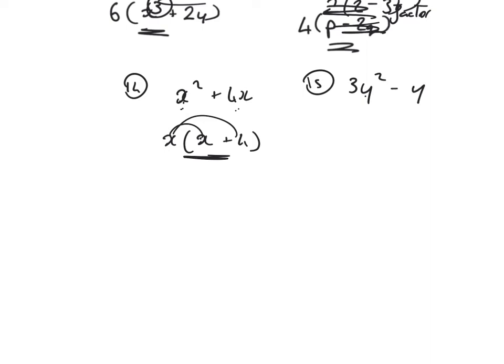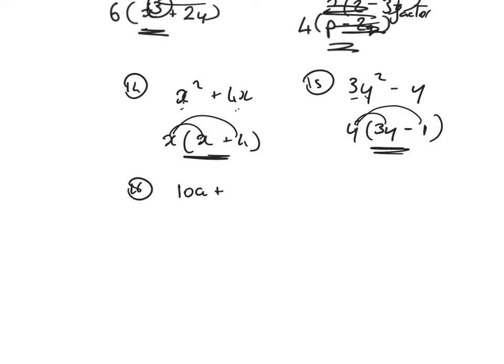Let's take down example 15, which is going to be 3y squared minus y. Okay, the common factor is y. y times what gives me 3y squared? That would be 3y. There's a minus in the middle. y times what gives me y? Well, that would just be 1, since y times 1 is y. Did it work? So y times 3y is 3y squared, and y times 1 is y with a minus in the middle. That's the correct answer.